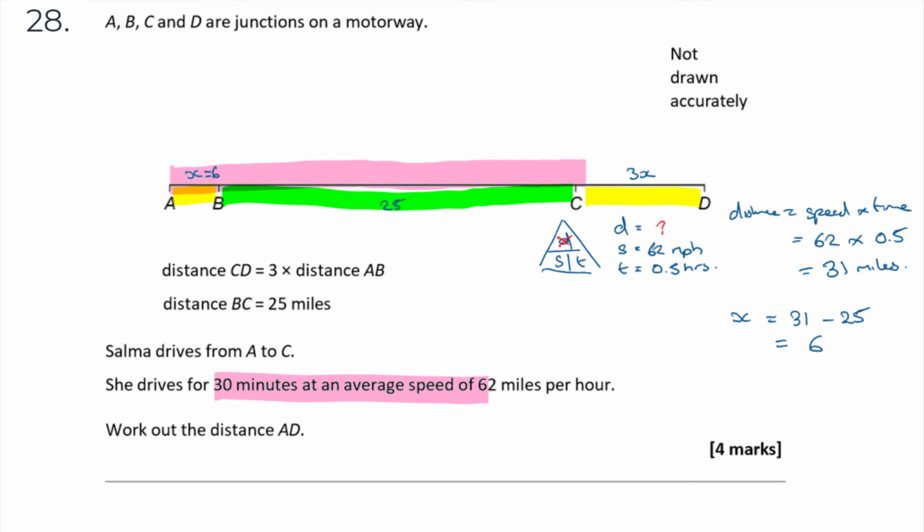So 3x means it's going to be 3 lots of 6, and that's going to be 18, isn't it? So I've got a 6 mile section, a 25 mile section, and an 18 mile section. So what is the distance of AD? Then AD is going to be those 3 amounts added together: the 6 for AB plus the 25 from BC plus the 18 from CD. And that adds up to, what's that, 31, 41, 49. That's 49 miles. Okay, that's my answer.